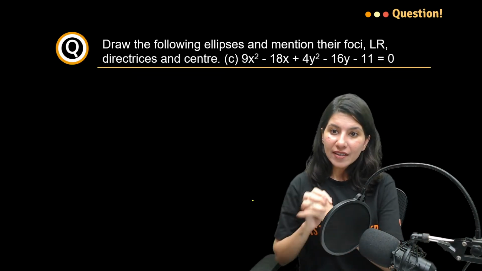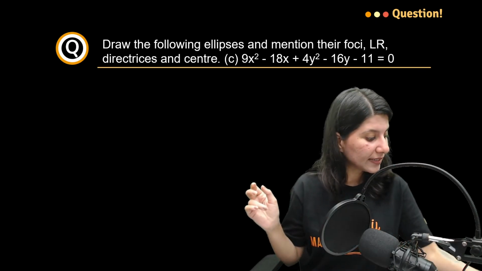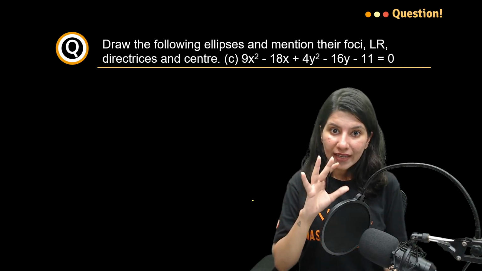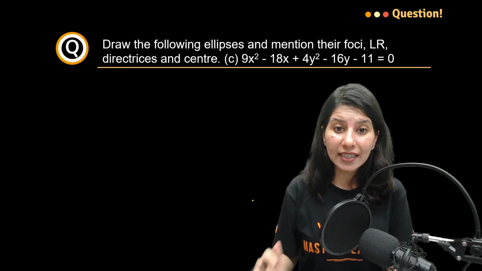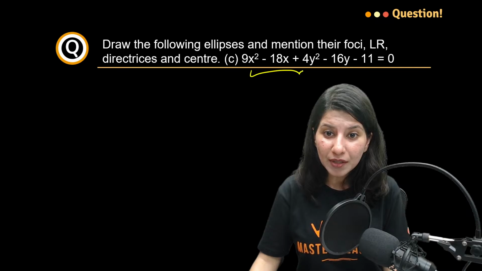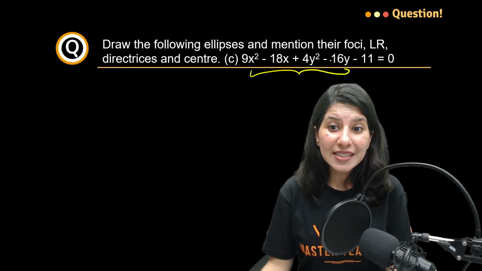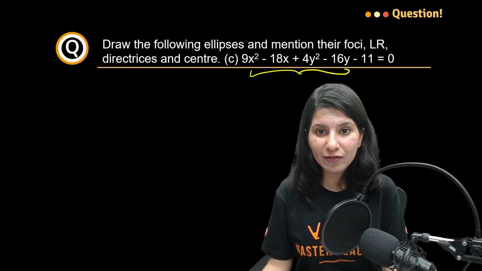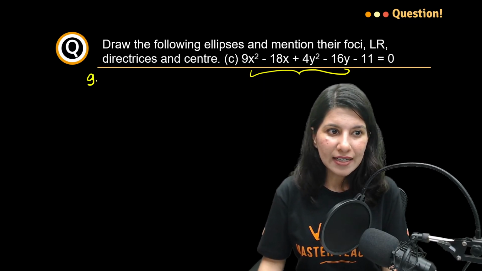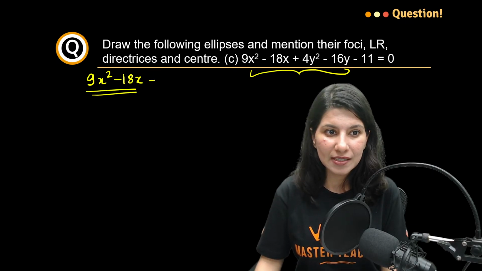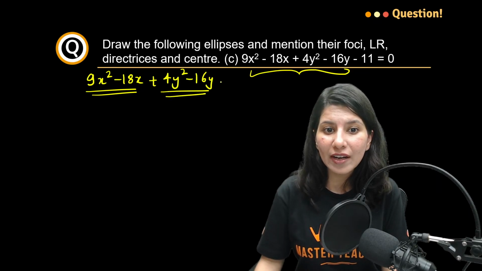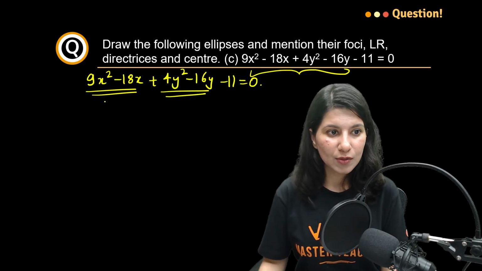Yes, now another question. Now this question is completely like the general second degree equation. So first of all, what we need to do is, this is an ellipse. We have to convert it into standard form, the perfect square form. Let's do that. So 9x square minus 18x, these two are terms of x, plus 4y square minus 16y, these two are terms of y, minus 11 equals 0.